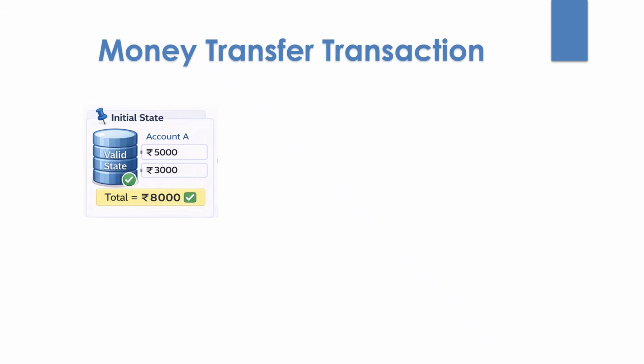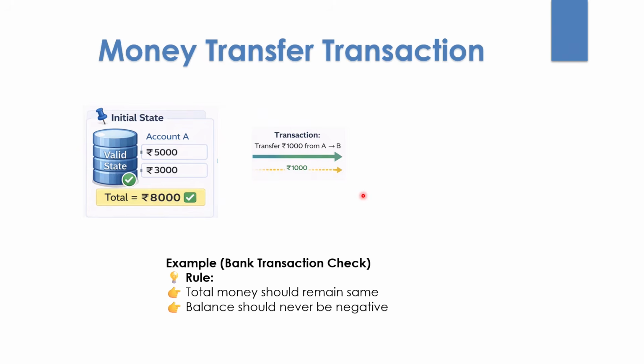We will see one simple example of a money transfer transaction. Here I want to transfer money from account A to account B. Account A's balance is 5,000. Account B's balance is 3,000. The total of them is 8,000. Now we want to transfer 1,000 rupees from A to B. What are the consistency rules for a bank transaction? Total money should remain the same after the money transfer, and the balance should never be negative.